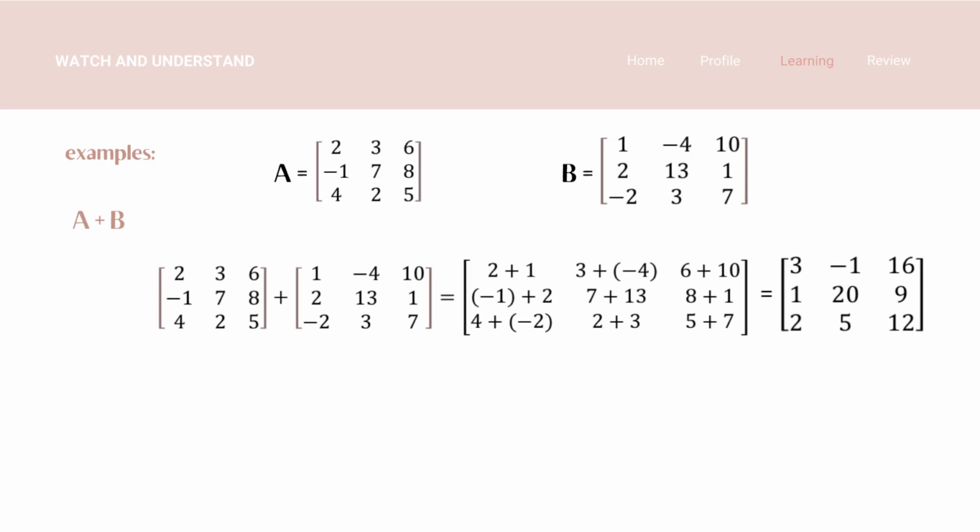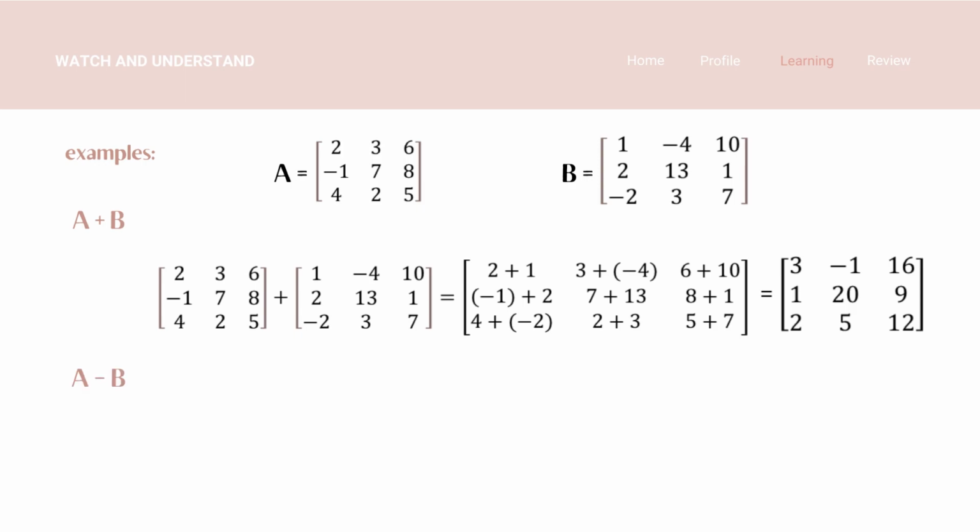2 plus 1 is 3, 3 plus -4 is -1, 6 plus 10 is 16, -1 plus 2 is 1, 7 plus 13 is 20, 8 plus 1 is 9, 4 plus -2 is 2, 2 plus 3 is 5, and lastly, 5 plus 7 is 12. Matrix A plus matrix B is equal to matrix C, which is this matrix. Remember, matrices are named using capital letters.